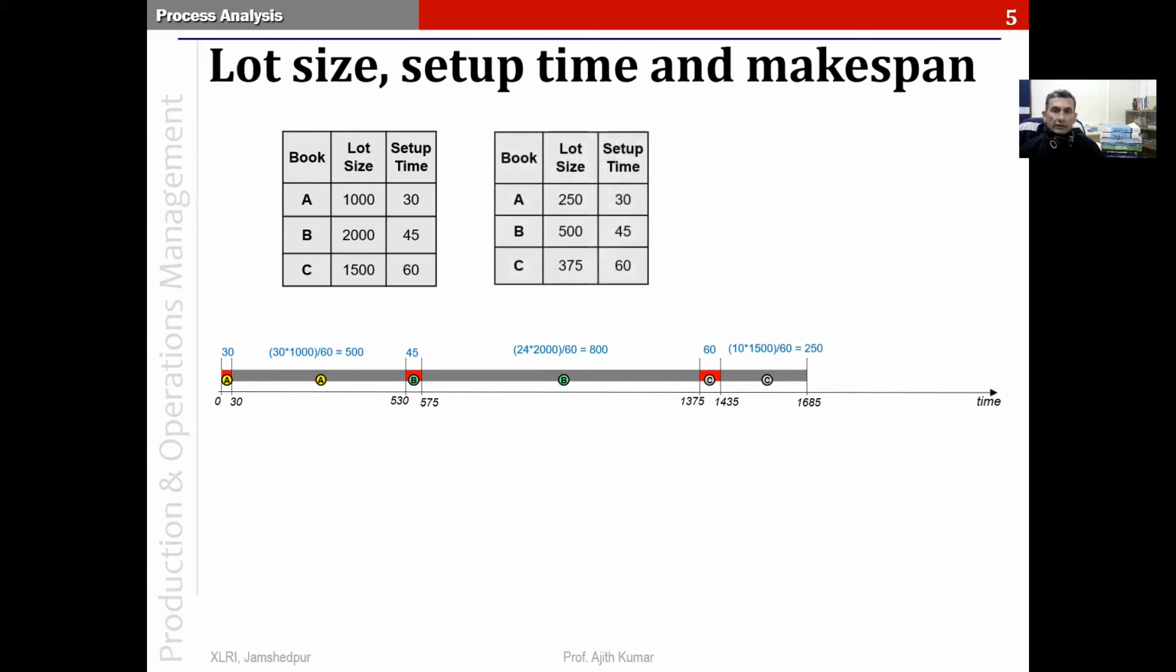Now let's ask the question, suppose we reduce the lot size to 1/4 of the total requirement in a week for each of the 3 textbooks, then what would happen? So now in scenario 2, you see that the lot size of A has been made 250 units. For B, it is 500 units. And for C, it is 375 units. So with these lot sizes, how would the jobs proceed?